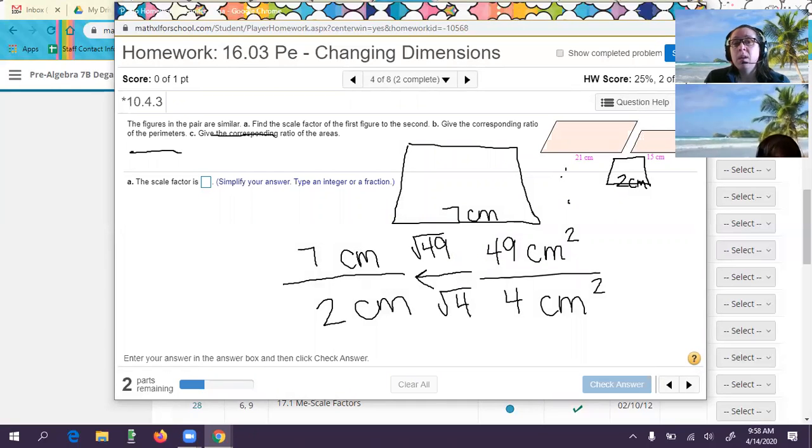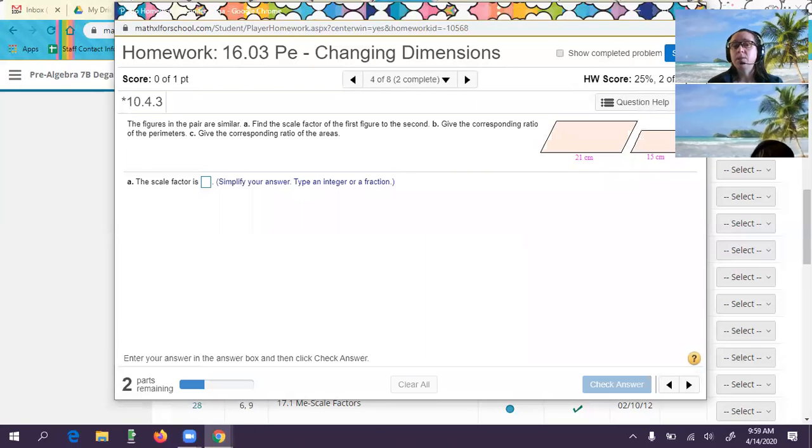Okay, now this one's kind of similar to that, but they're not giving us areas. They're giving us the actual sides in the figure. So they want us to compare these two parallelograms. You always kind of start with whatever figure's on the left.